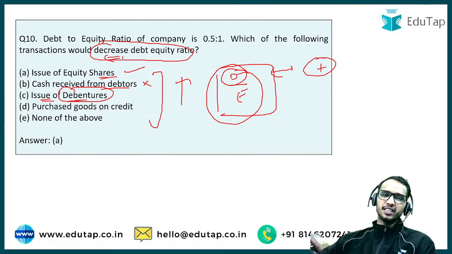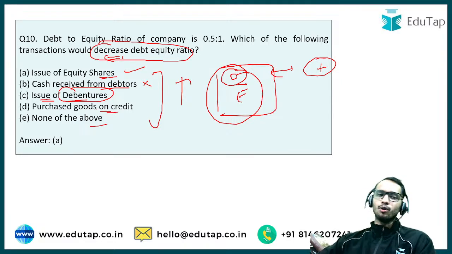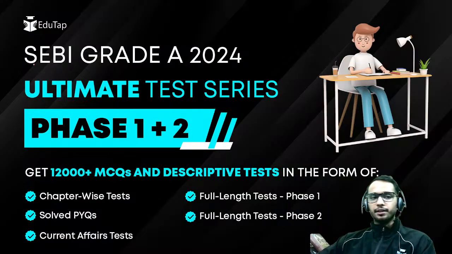Okay, let's go on. Purchase goods on credit doesn't matter, none of the above. So option A is correct here.